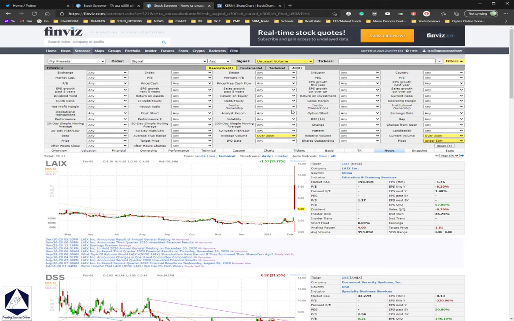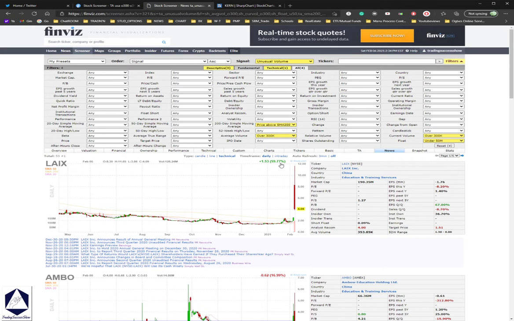We also have the simple moving average, which I need to be above the 200. Most institutions buy stocks that are above the 200, in my opinion.